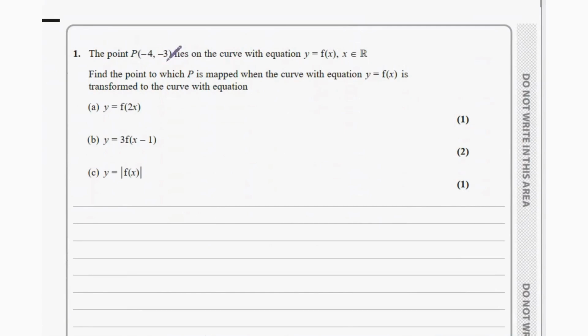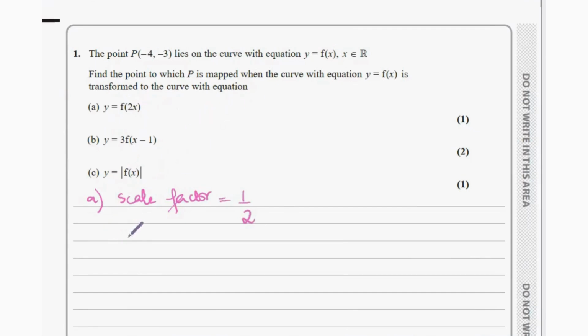The point P(-4, -3) lies on the curve with equation y equals f of x. We have to find the point to which P is mapped when the curve with equation y equals f of x is transformed to the curves given in A, B, and C. So for A, it's y equals f of 2x. As you remember, if something is being multiplied directly to x, that means you will divide the x value of the coordinate by that number. So for A, your scale factor is going to be 1 over 2, not 2, 1 over 2.